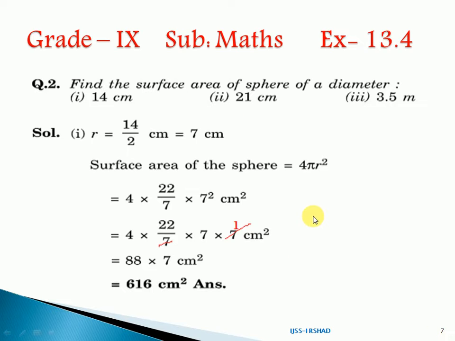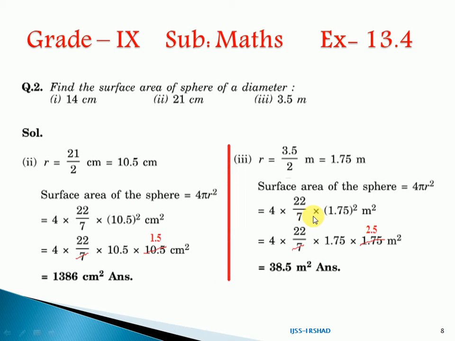2 and 3 are also the same, you can see here I have done 2 and 3 here only. Diameter is given here 21, so r you can find by diameter by 2, you will get this. Then the remaining thing is same, just put the formula and substitute the value of pi and r, and you can calculate it. Hope there is no need of explanation. So let's move to question number 3.